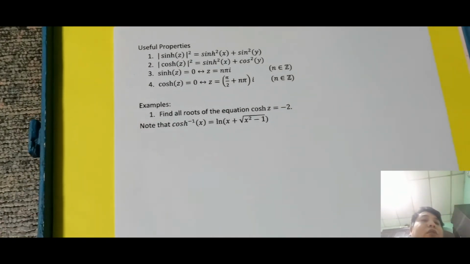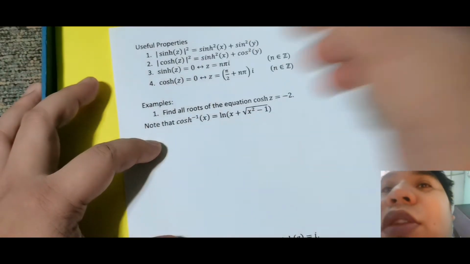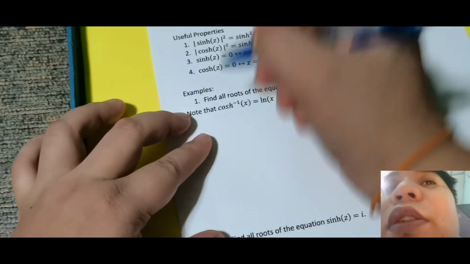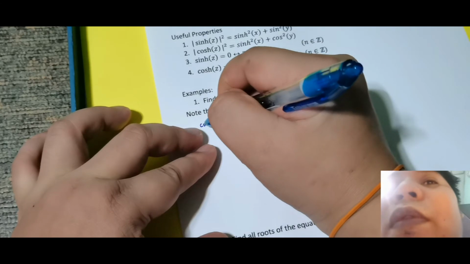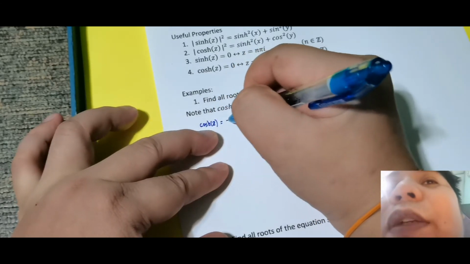Okay, so find all roots of the equation such that cosine z is equal to negative 2, o yung hyperbolic cosine of z is equal to negative 2. So, similar sa ginawa natin, from cosine z, lagyan ko na dito. May note ako dyan, gagamitin natin mamaya yan kasi lalabas yan. So, this is cos of z is equal to negative 2.